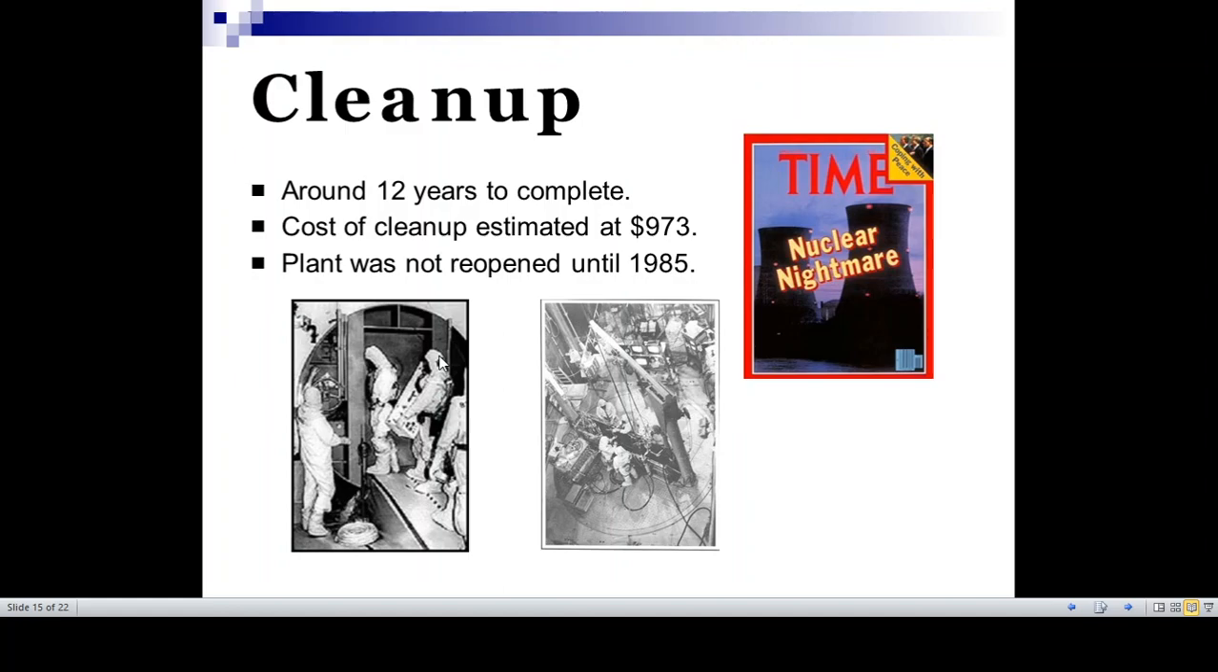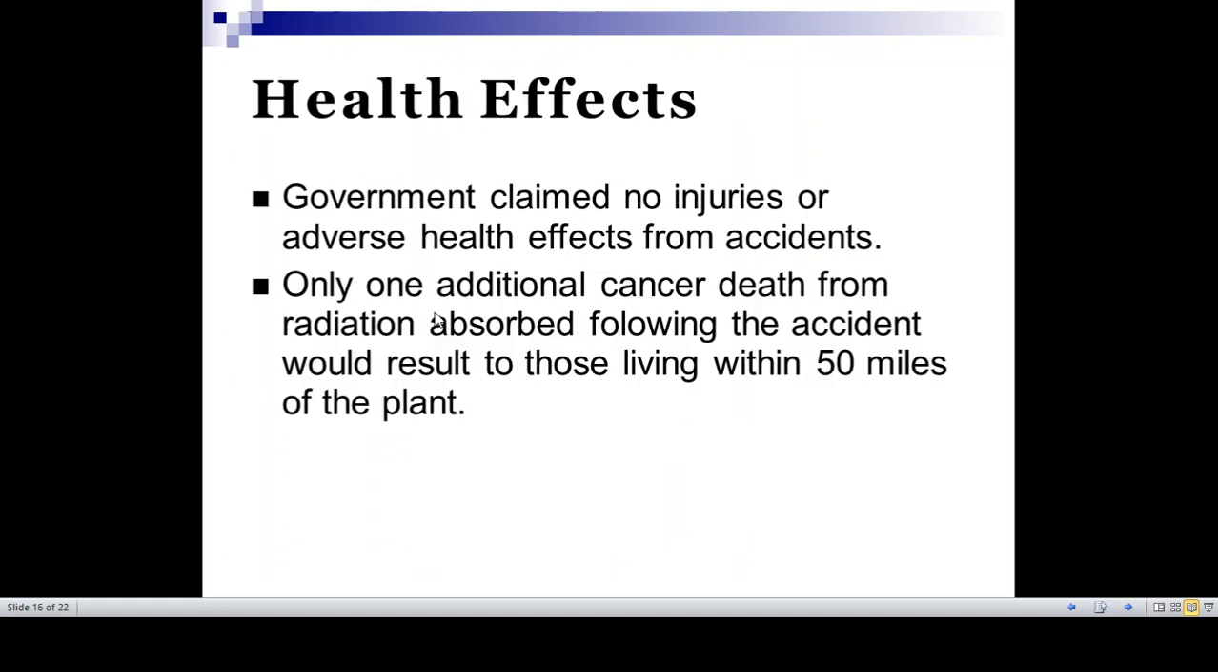Okay, that means the river that we saw beside the plant, the radioactive element released into that river was around 40,000 gallons. That means around how much money would it have taken to clean a river? So the approximate cost might be around $1 billion. So consider that to clean a reactor it was $973 million, and to clean a river it was $1 billion. So it was costing more than that, and the plant was not reopened until 1985.